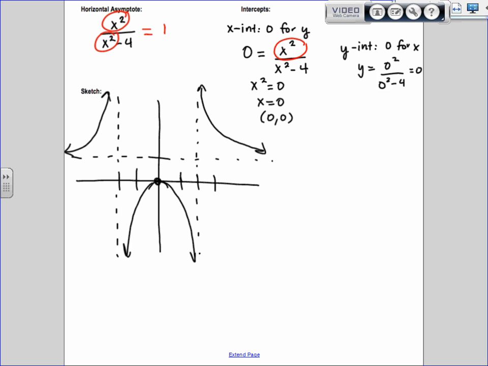There are no points of inflection. There's only a local max. So local max of 0 at x equals 0. Okay, no points of inflection.